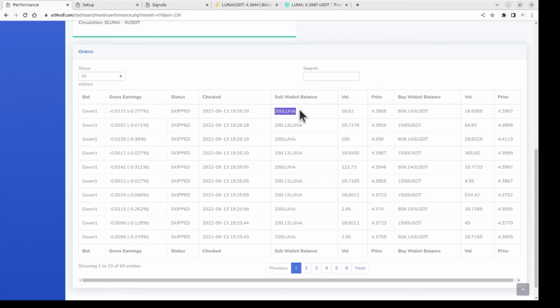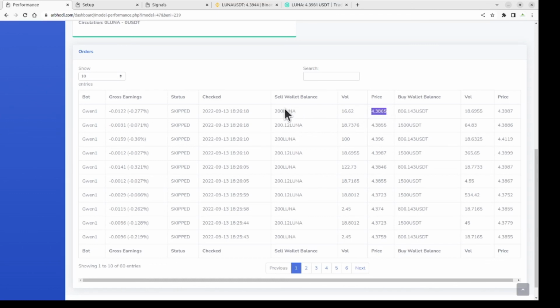And then every column from sell wallet balance to the right is happening at Coinex. It was trying to buy using this USDT, and obviously there was volume, but the price difference was not favorable, so it skipped this order. If the status was placed, you could then go to the exchanges and check for order or trade history, and you would see those transactions here if they happened.